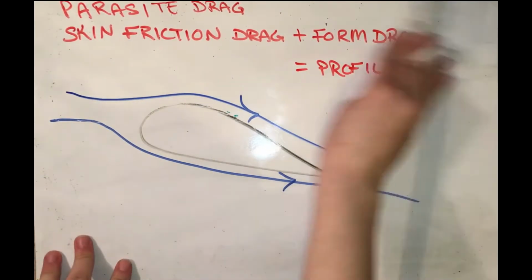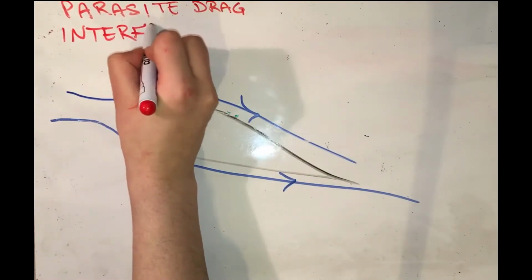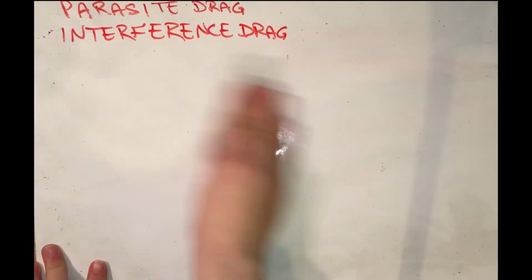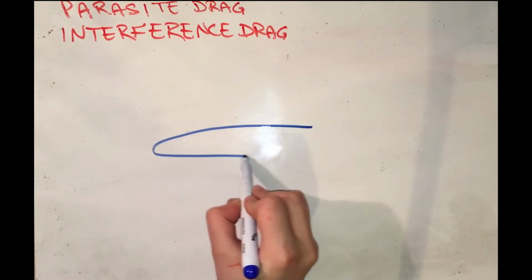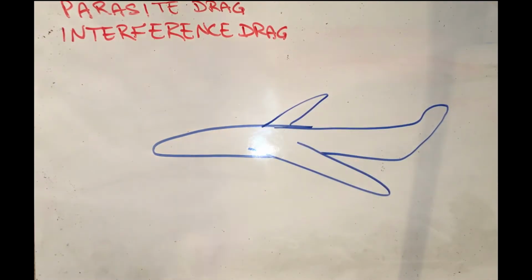Interference drag and form drag are together known as profile drag. Now, sometimes, the airflow around the wing may flow faster than the airflow around the plane's body. Interference drag occurs when they clash within the space they share.